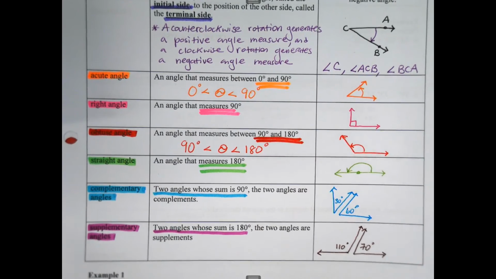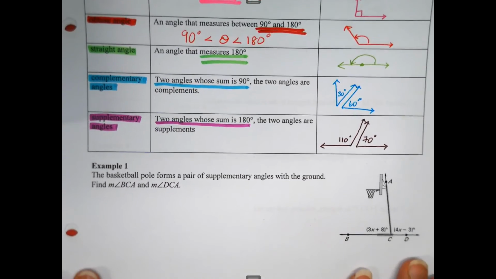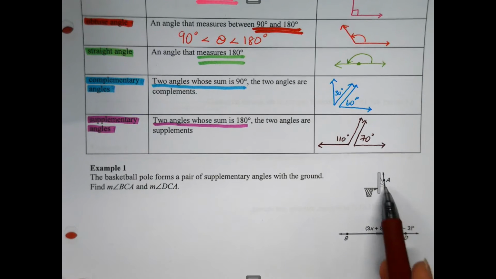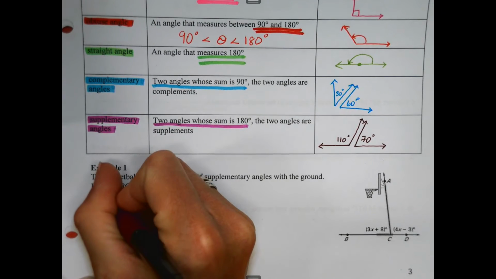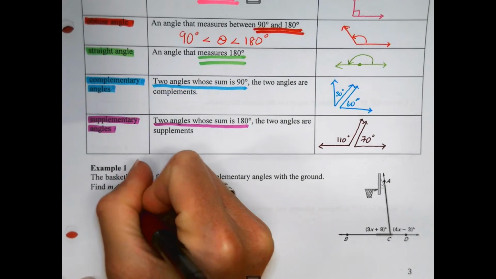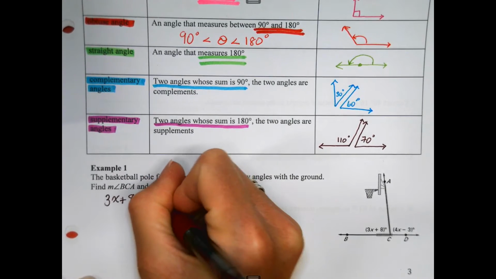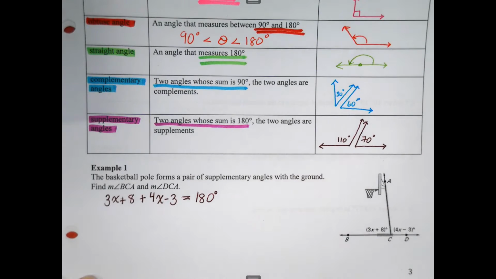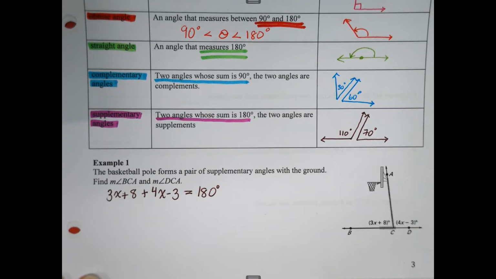Let's look at our first example here. Example number 1. The basketball pole forms a pair of supplementary angles with the ground. Find the measure of angle BCA and the measure of angle DCA. We see here that the measure of BCA is 3x plus 8 degrees, and the measure of DCA is 4x minus 3 degrees. We're going to add those two angles together and set them equal to 180 degrees, since they form a pair of supplementary angles, and supplementary angles add to 180 degrees.